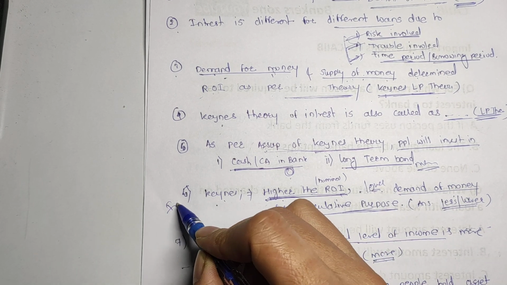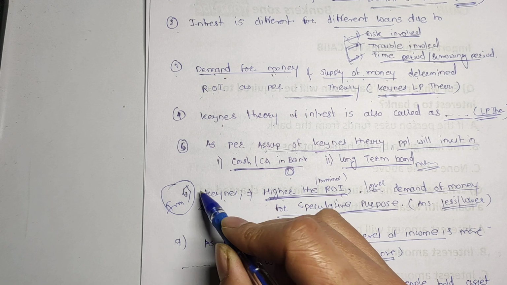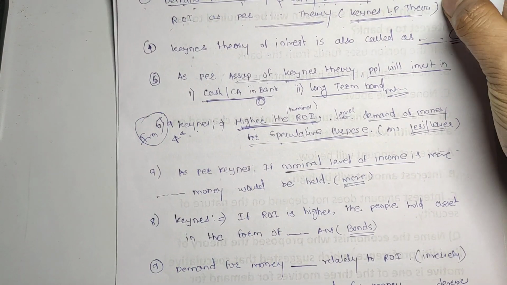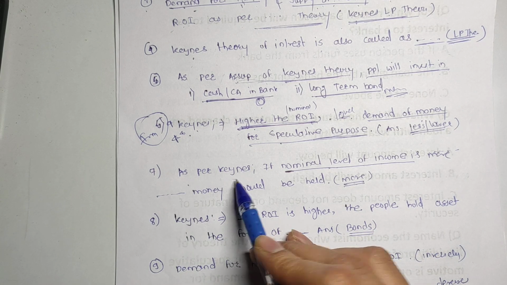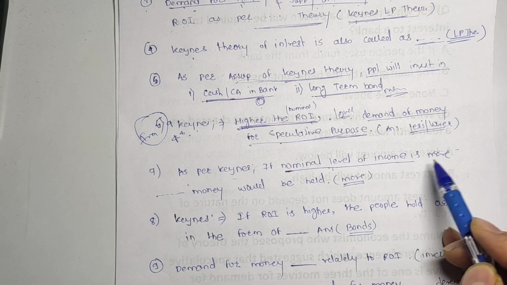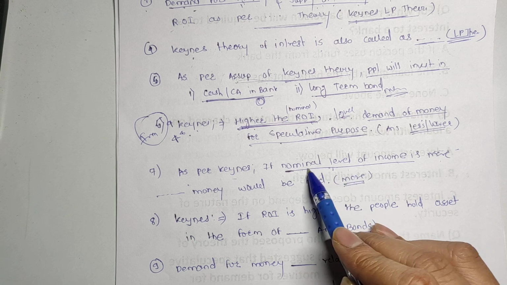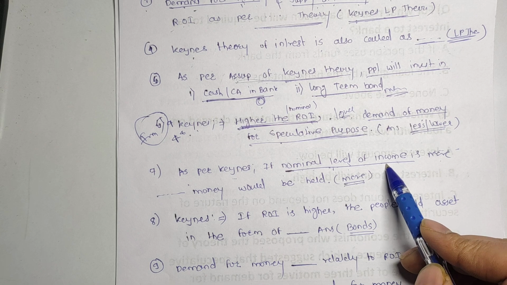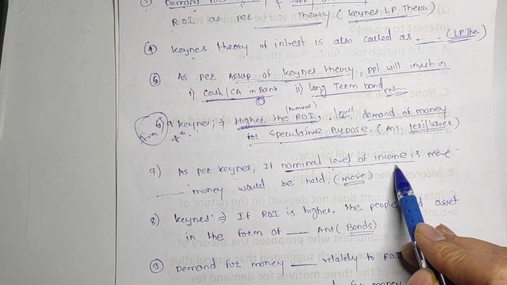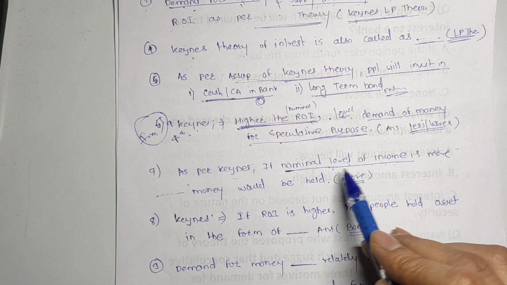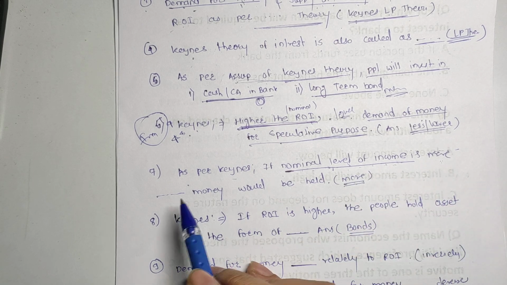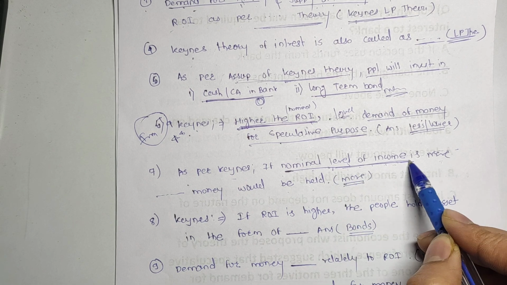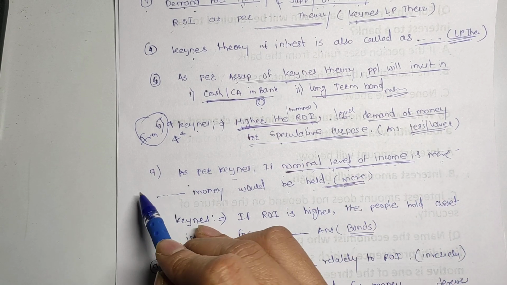Very important, star mark question. See next, seventh: as per Keynes, if the nominal level of income is more, what is nominal level? That is the income at the real price, or income at the current price, you can say. If the nominal level of income is more, more money would be held. If the level of income is more, then more money will be held.